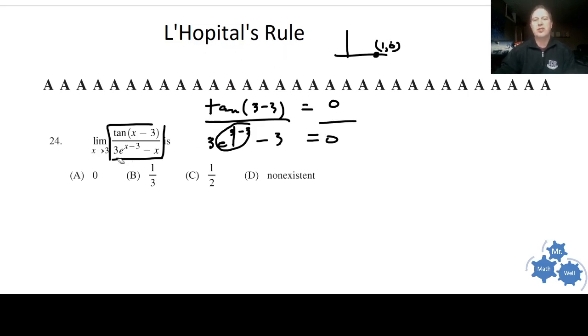So you want to quickly check that. With any limit, throw the number in first in the denominator, see if you have a restricted value. And if you do, then check the top and see if it's 0 over 0, because if it's 0 over 0, you can use L'Hopital's rule.